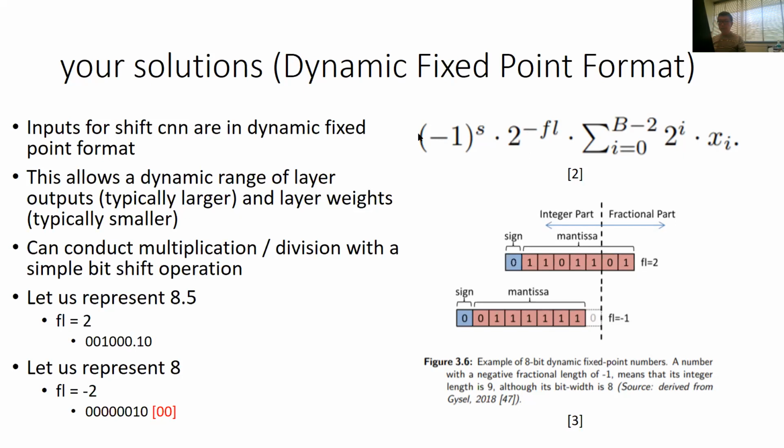So why is this important? This is important because it allows us to have a dynamic range of layer outputs. So typically layer outputs are really large sums. So they're large numbers, whereas layer weights in our case are between negative 1 and 1. So this allows us to have a dynamic range of values. So on this fixed point format, we can just conduct multiplication and division with simple bit shift operations.